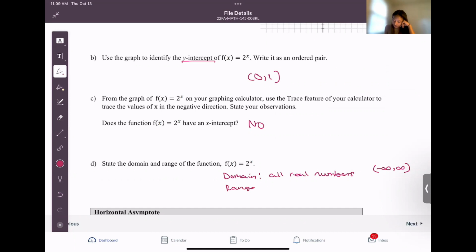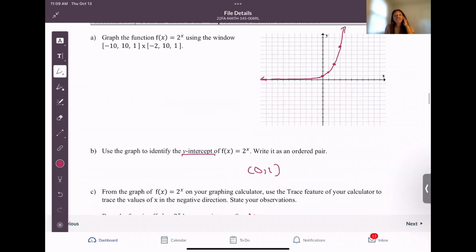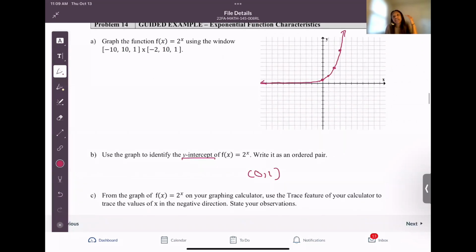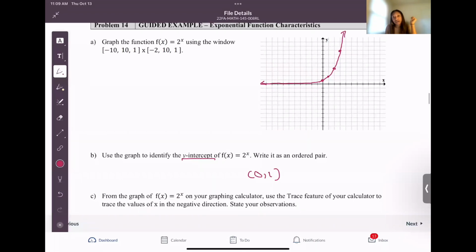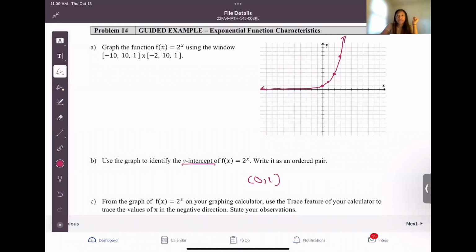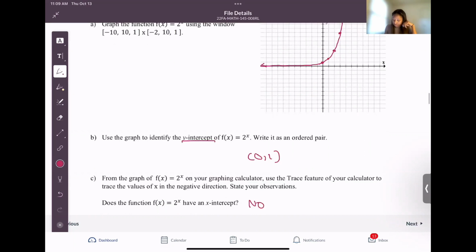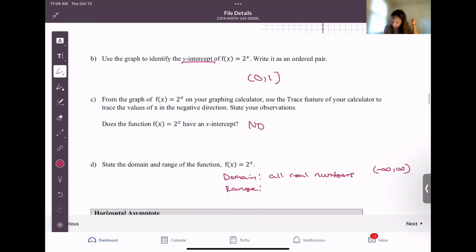However, for the range, if we look at this graph, the entire graph is above the x-axis. We never attain any negative y values, right? So that means that the range is going to be from 0 to infinity, but it doesn't even include 0. It will be all positive real numbers. So that would be from 0 to infinity.